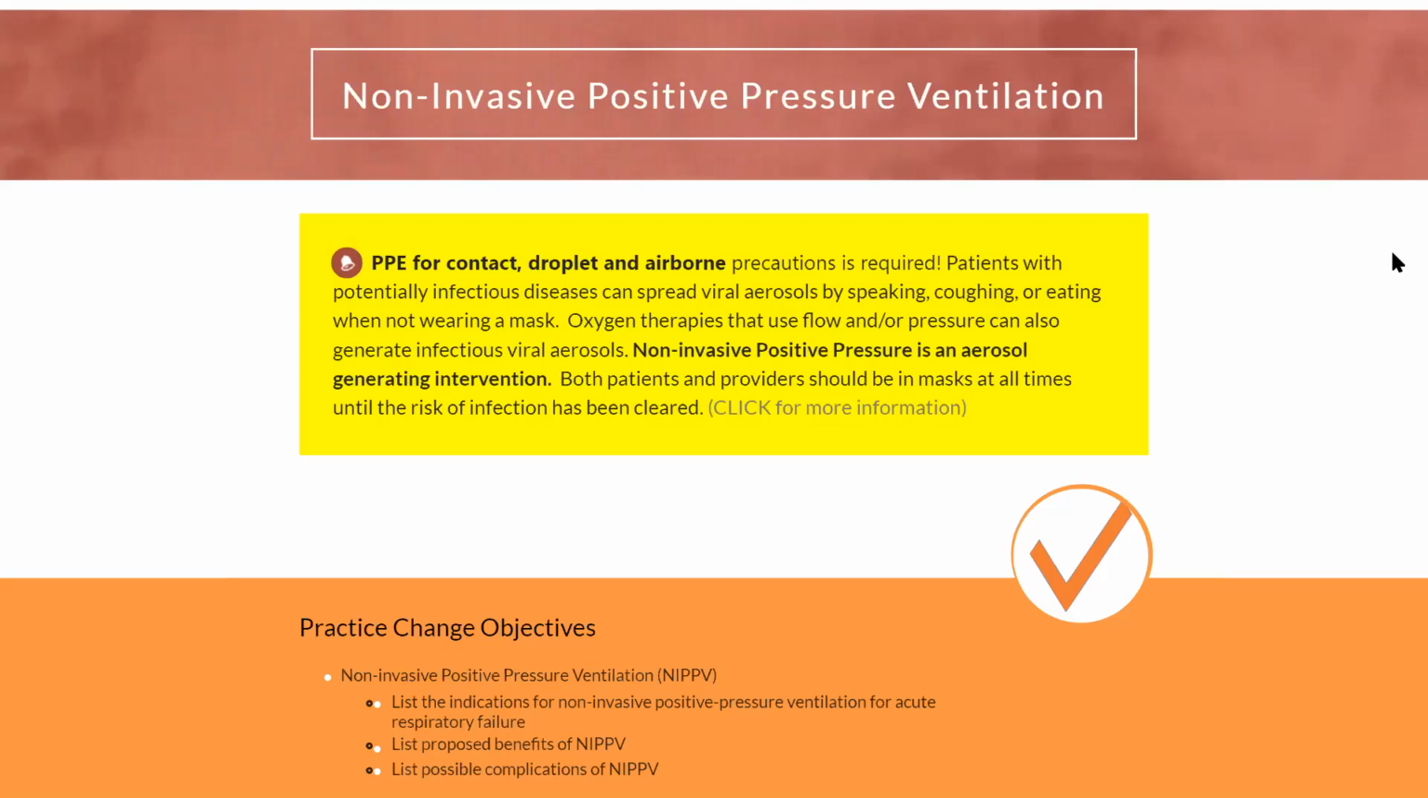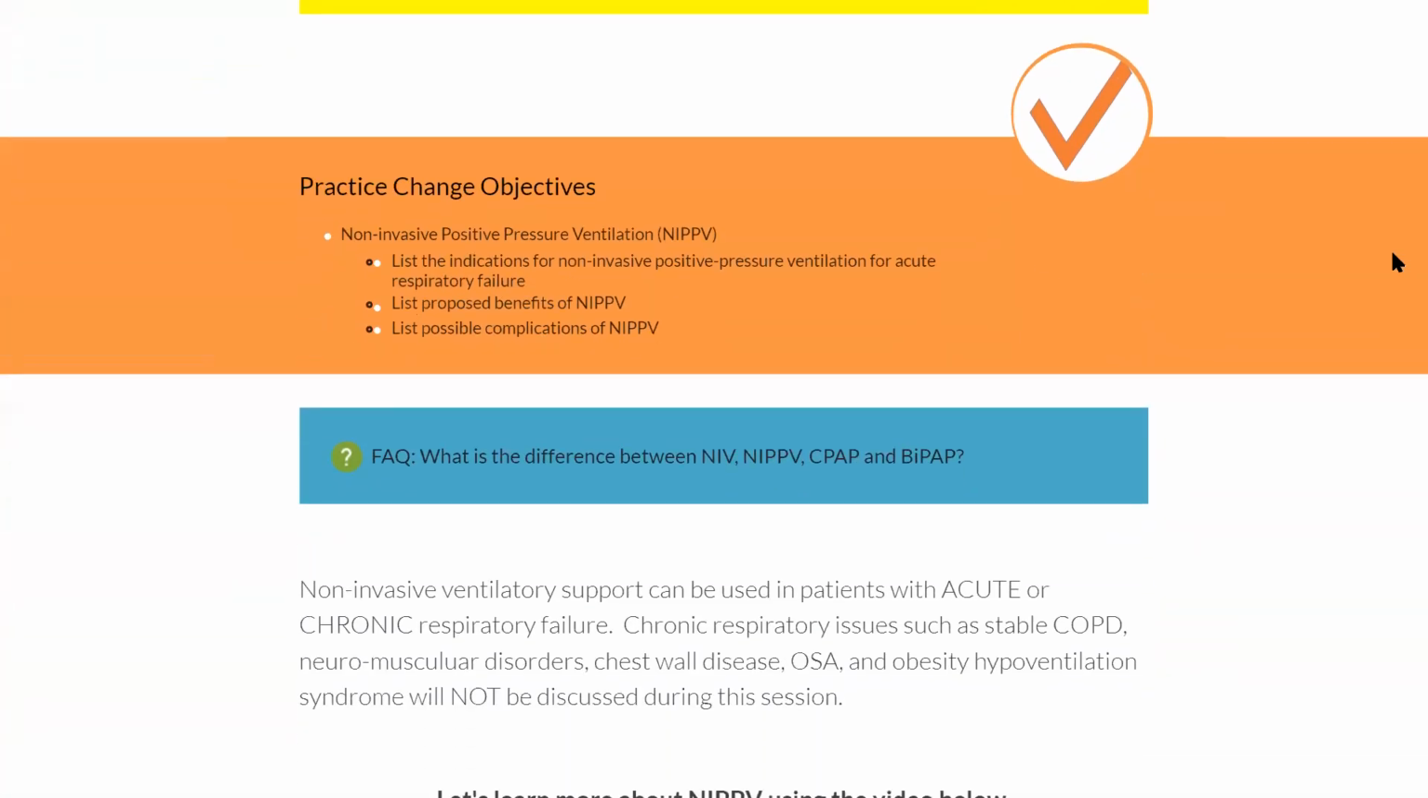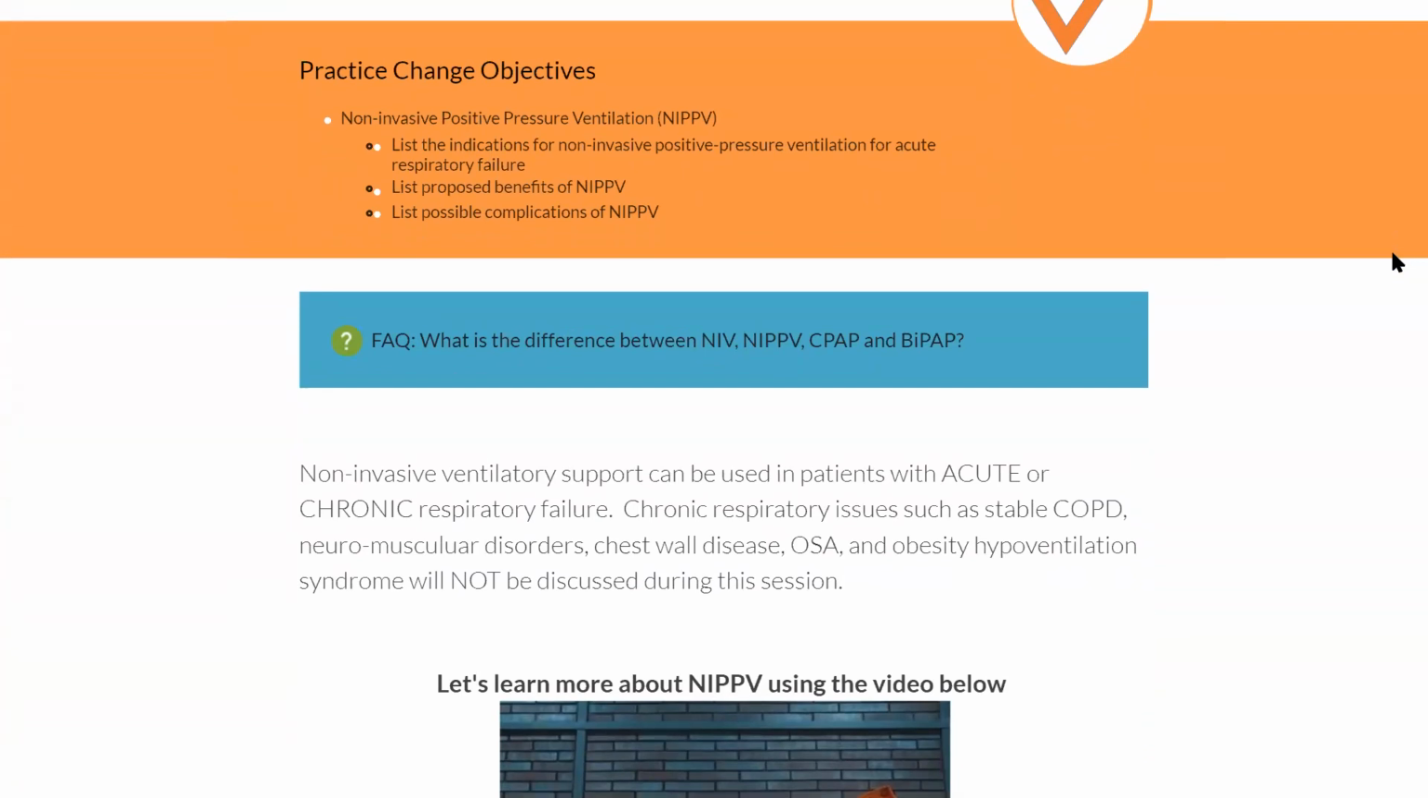So we're not clicking on that. Rather, we're going to discuss the objectives. Our objectives again are that we need to be able to list indications for non-invasive positive pressure ventilation for acute respiratory failure, and list proposed benefits and possible complications. So let's start with a question. What is the difference between non-invasive ventilation, non-invasive positive pressure ventilation, continuous positive airway pressure, and bilevel positive airway pressure or BiPAP? So we can click on that and see.